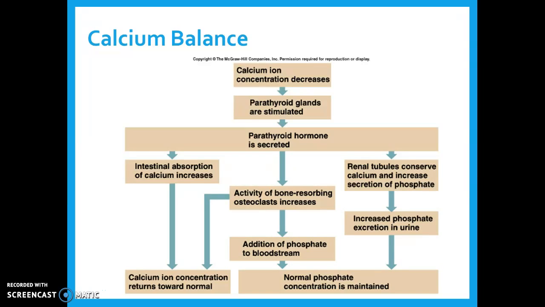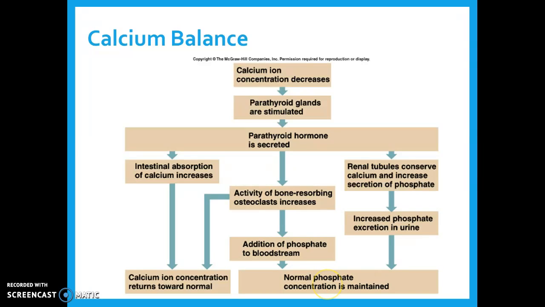All right, let's look at calcium balance, and hopefully this should look familiar too, because we did this a lot in the endocrine system. So we're looking at what happens if we don't have enough calcium. How do we keep that electrolyte stable? So calcium ion concentrations decrease. So our blood calcium is going down. When your blood calcium is too low, parathyroid hormone is going to be stimulated. So your parathyroid glands release parathyroid hormone.